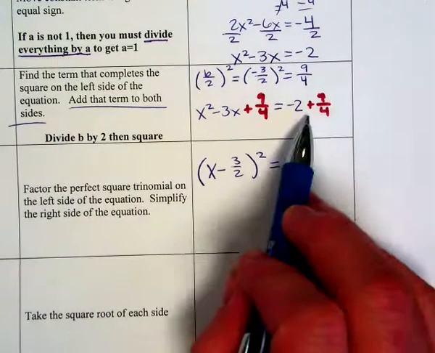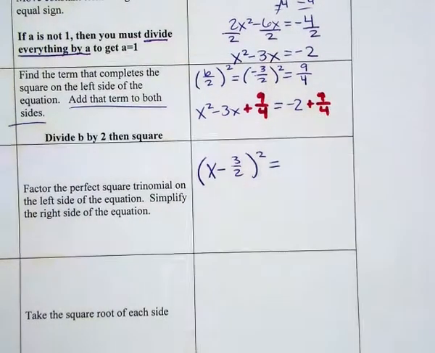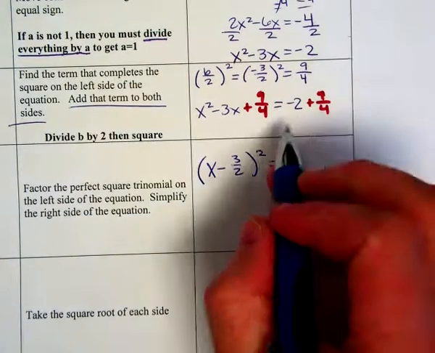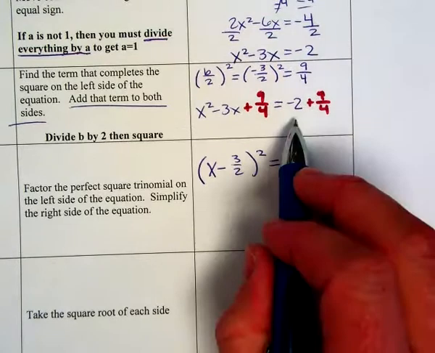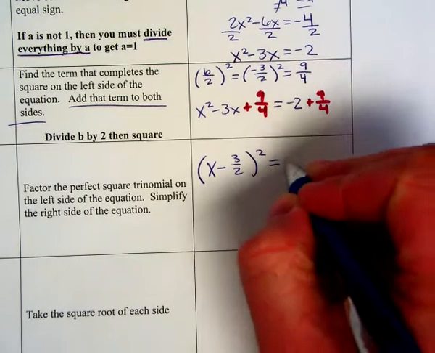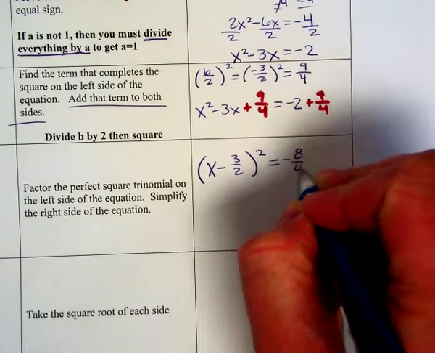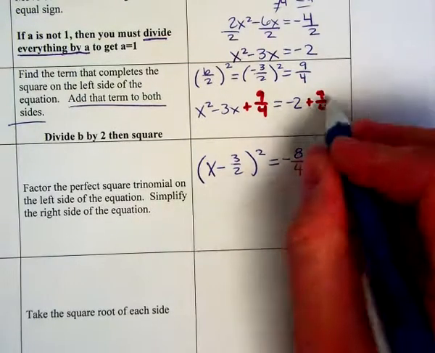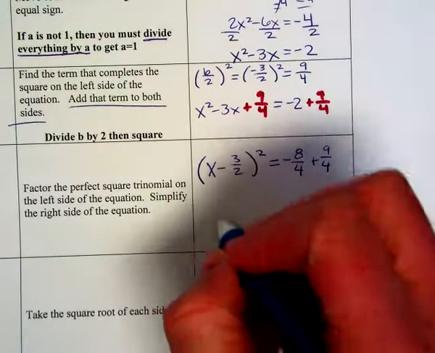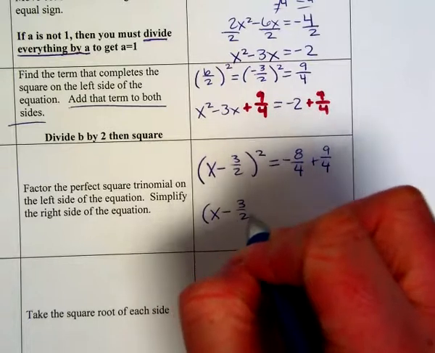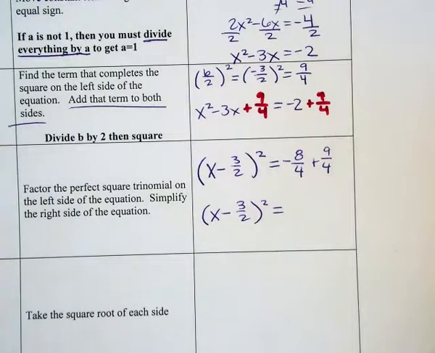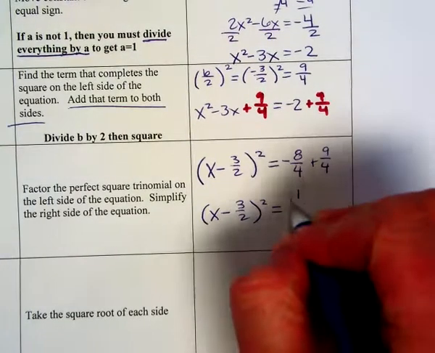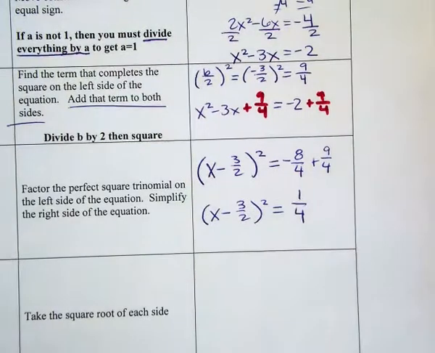Here's the other problem, though. We have to simplify the right side. So, I'm supposed to take negative 2 and add 9/4. For adding with fractions, we need a common denominator. Negative 2 is actually negative 8 over 4. And if I add 9/4, I have x minus 3 halves squared equals, what's negative 8 plus 9? Positive 1/4. The rest of this problem will be very easy.